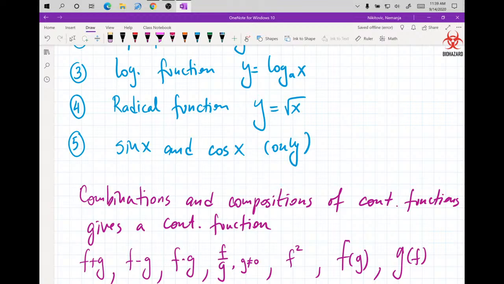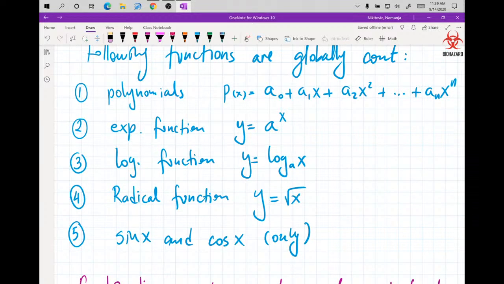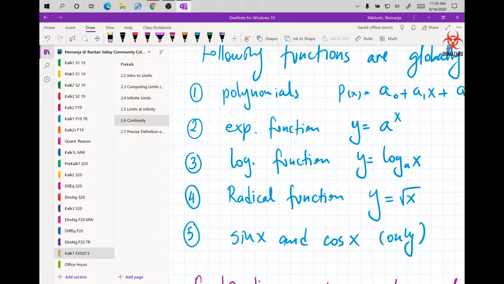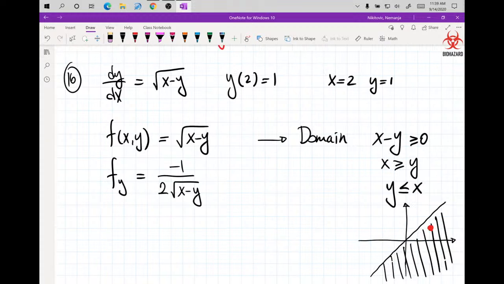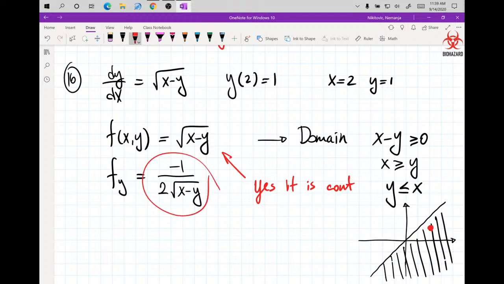And now we know that the function is continuous. Now go back to our differential equation. There we go. So we just used Calc 1 over here to say, yes, it is continuous. Now we have this one.